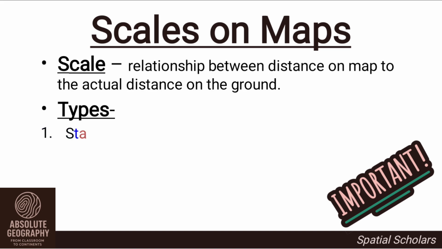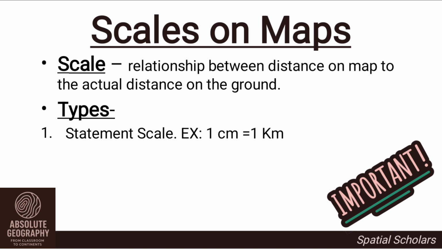First one is the statement scale. Here the relationship is written in words. For example, if we are representing 1 kilometer on ground as 1 centimeter on the map, the scale is written simply as 1 centimeter is equals to 1 kilometer. However, if a person is not familiar with the units used, like centimeter, the metric system, then this scale sometimes can be difficult to interpret.